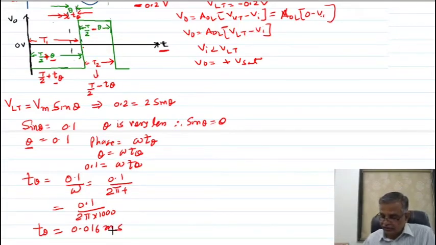Look again at what I did here. This is the equation, or directly you can use this equation.